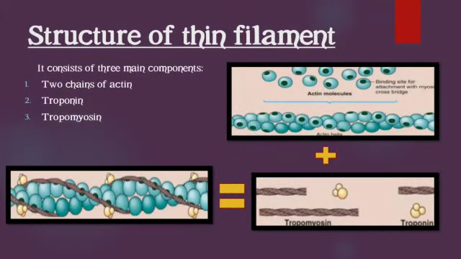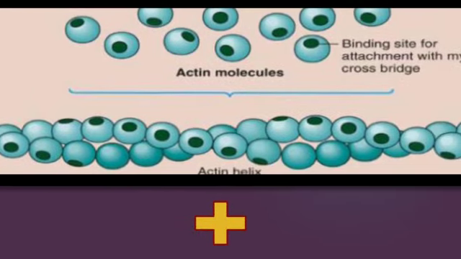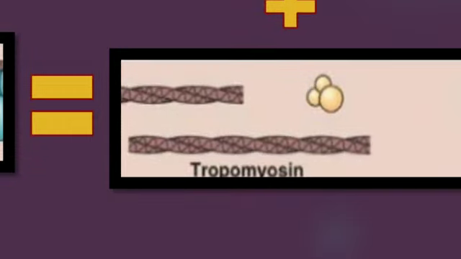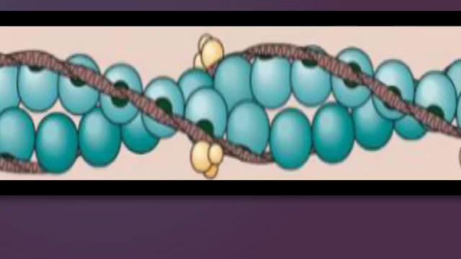Now, moving toward the structure of the thin filament, the thin filament is composed of three main components: actin, troponin, and tropomyosin. You will see that in the actin molecules, there is a binding site for the attachment of myosin. Actin forms a helical-like structure on which troponin and tropomyosin overlap, forming the thin filament structure. Here you will see the binding site for myosin is blocked by troponin and tropomyosin. How are these sites unblocked? These sites are unblocked by the calcium, which is secreted in the cytosol.